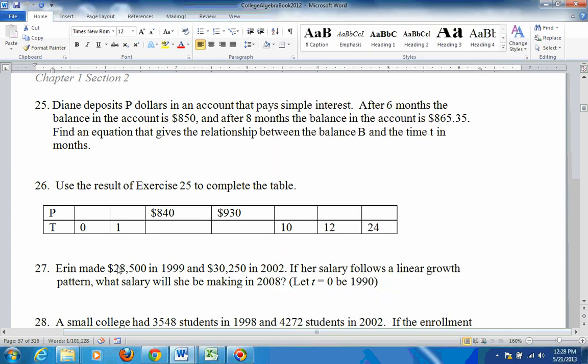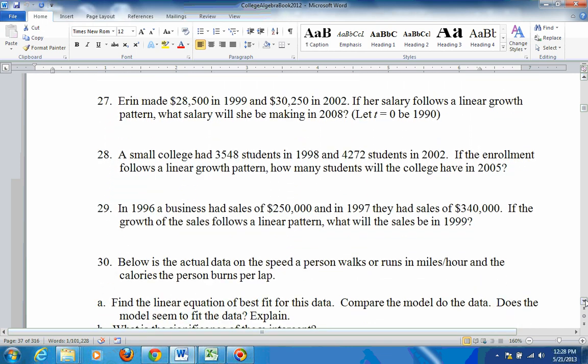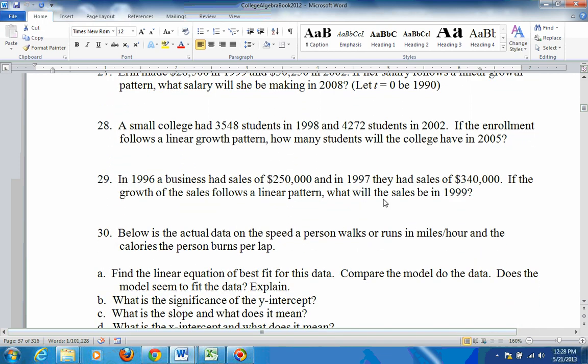27, same type of thing. We're letting 1990 be t equals 0. So 9 years, so we'd have a coordinate 9, 28,500, and another one, 12, 30,250. And you get the equation. This one says 1996 business had this. Well, maybe you might let 1990 be year 0. So 6, 250,000, 7, 340,000. Get the equation, and then put 9 in for x.